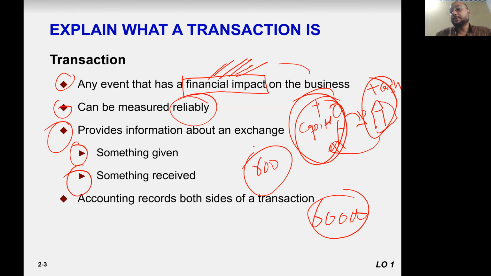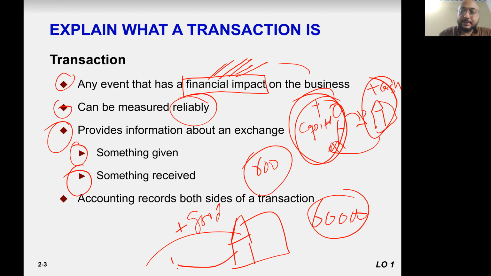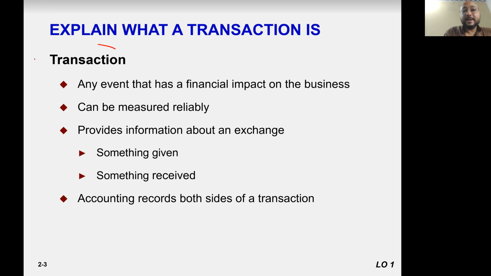Similarly, if business purchase goods on cash, so goods are coming in, cash is going out. There is a receive side, there is a given side. So this is called transaction. So what is the beauty of this transaction?